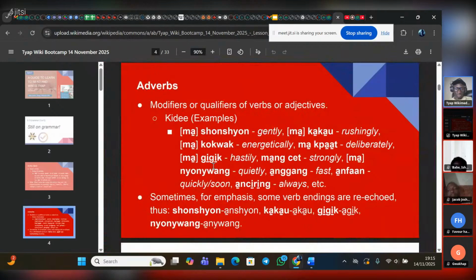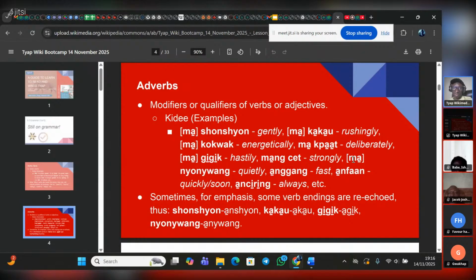And then we will look at modifiers, I mean adverbs rather. So what are adverbs? Adverbs are actually modifiers or qualifiers of verbs or adjectives, and we have some examples. We have a word like shonshon. Shonshon can also be used as moshonshon, which would mean gently. And then we have kakao. Kakao is something that's been done rushingly, or you can also say makakao. We also have kokwak. Kokwak can be used as it is to mean energetically, and you can also say it as makokwak. And then we have makbird. Makbird is deliberately, one is doing something deliberately or intentionally. And then we have magaguk or gaguk, it means hastily, and then manchet. Manchet is strongly, something that is done with strength.